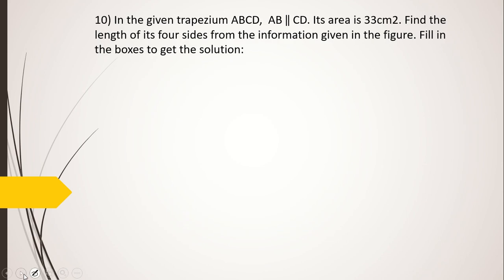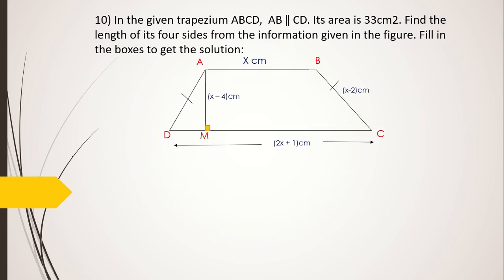Let's move ahead to the last sum. It is given a little bit in the activity form. In the given trapezium ABCD, AB is parallel to CD. Its area is 33 centimeters square. Find the length of its four sides. So x, we have to find x, AB, we have to find BC, we have to find DC, and we have to find AD. Okay, we have to find the length of its four sides from the given information and fill in the boxes to get the solution.